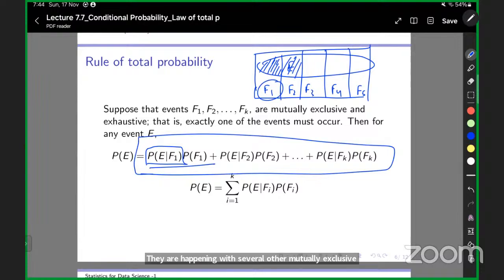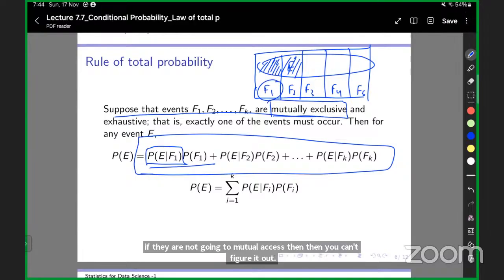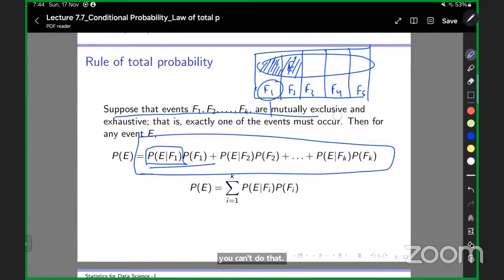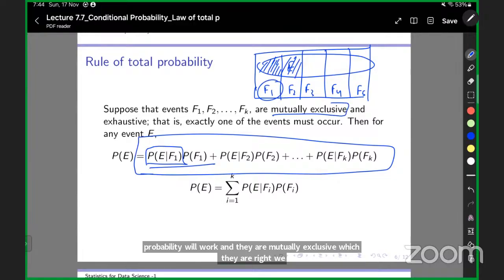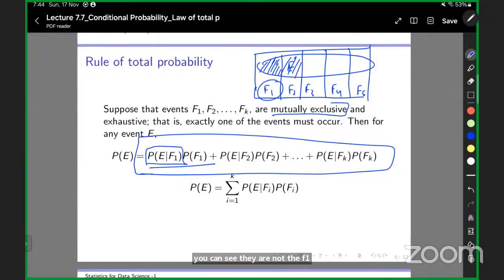One thing to make sure of is that they are mutually exclusive, because if they are not mutually exclusive, then you can't figure it out. There is no way you can do that. So this law of total probability will work when they are mutually exclusive, which they are. You can see F1 is not going into F2. They are disjoint events, right?